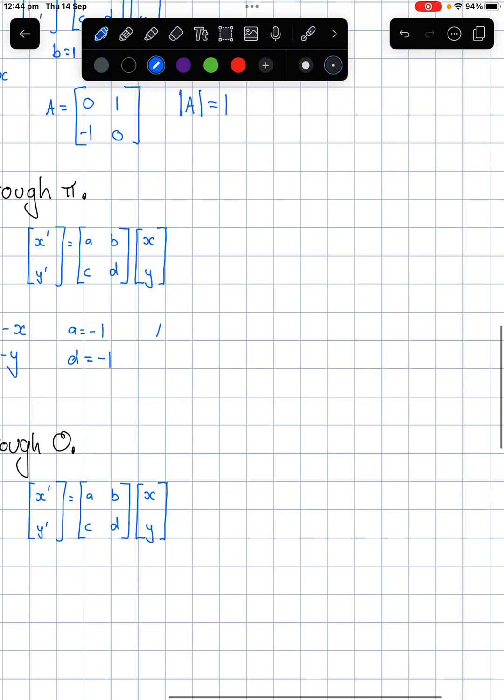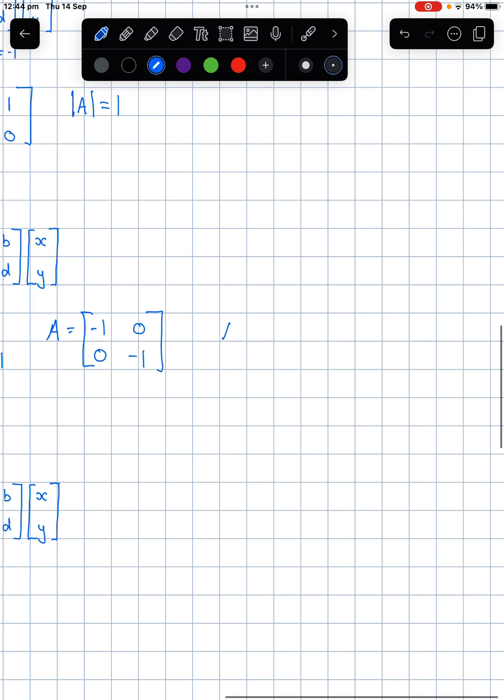So this means that A is going to equal -1, 0, 0, -1. And once again, we're going to have a determinant of 1 because it's going to be -1 times -1, which is positive, minus 0 times 0.